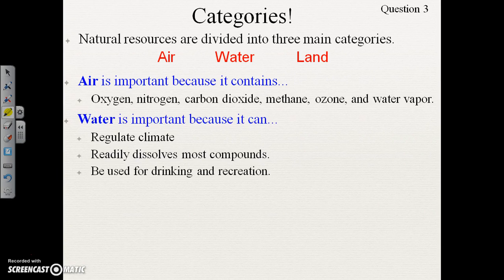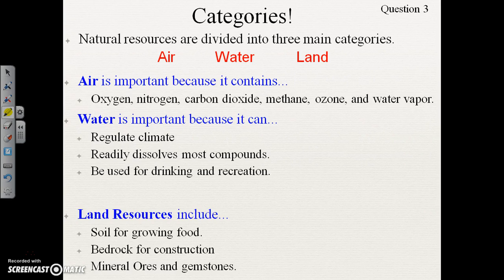Water, there's three main things that water does. The basics: it regulates climate, okay? We've all experienced going to the beach and you feel that it's hotter a little bit more inland because the water at the ocean actually helps cool down that area. It readily dissolves compounds, so it helps dissolve salts, and helps in the rock cycle. And when it's purified, it can obviously be used for drinking and recreational purposes. We all like that. You can go on a cruise, you can go tubing, you can go jet skiing. So it's important for life's necessities, but also just for fun things that we like to do.